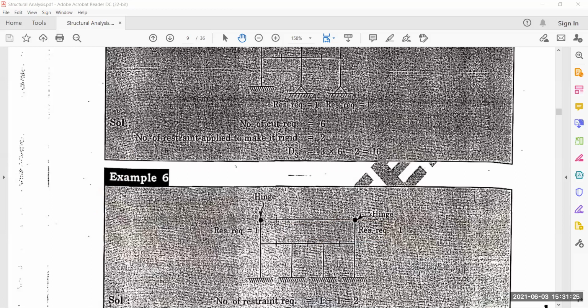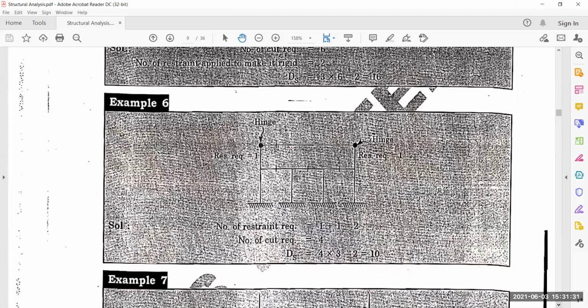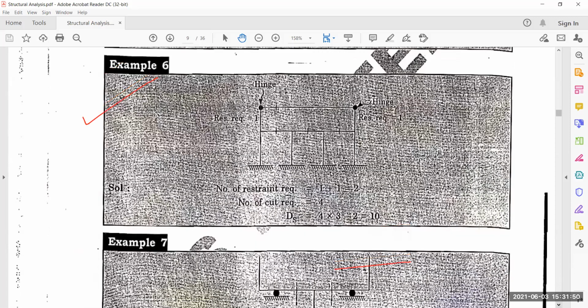Sir, 10. Okay, you all get 10 as the answer. Just check. You see, DS is equal to 10. Very easily you all solve these types of questions. I think 5 to 6 questions you solved from your side very easily, within 1 minute each. Let's move towards the next question.